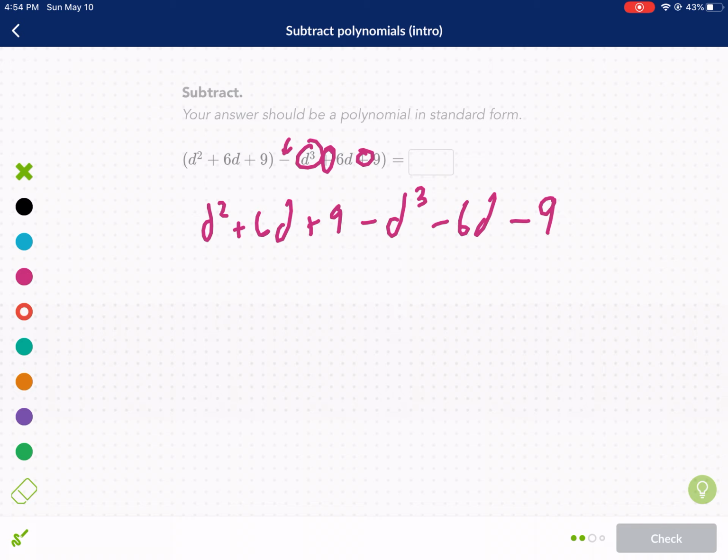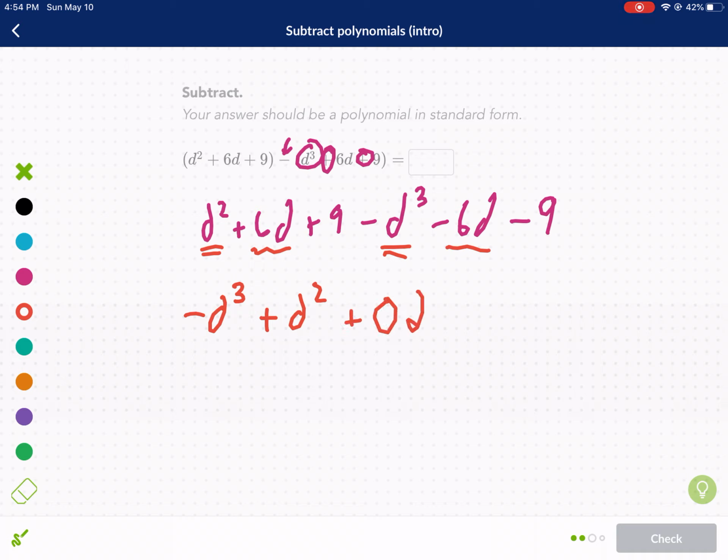Now I'm looking at my d, and it looks like we have a d cubed, so I'm going to start there. There's no other d cubed, so I have negative d cubed. Now I'm looking at d squared. I only have one d squared, so I'm going to write it next. It's positive, so put a plus sign. Then I have 6d and a negative 6d. That cancels out. It gives us 0d.